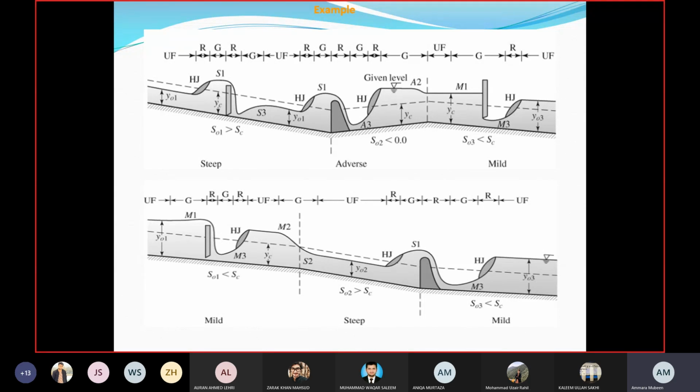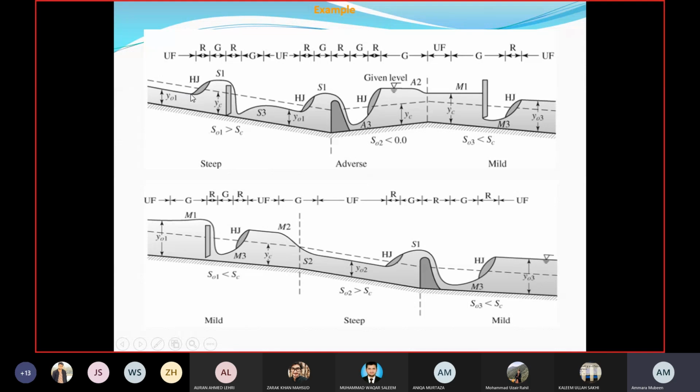Yeah, keeping the slope constant and keeping the cross section constant. Okay, so if you are given the line of uniform flow depth and critical depth value, then how can you sketch the water surface profile? Just try to use the rules and do that.